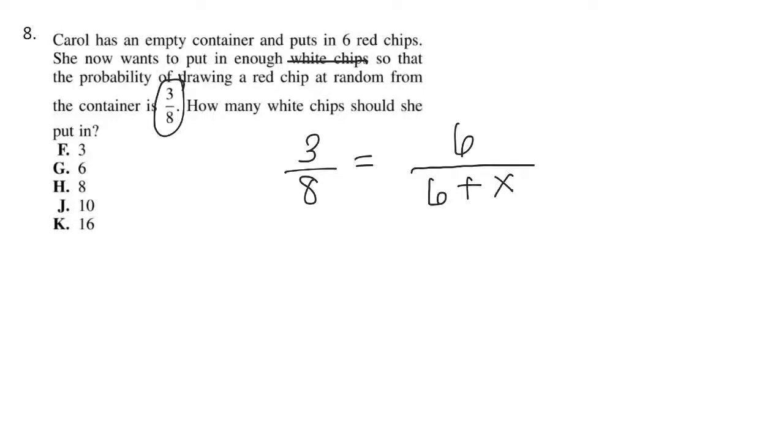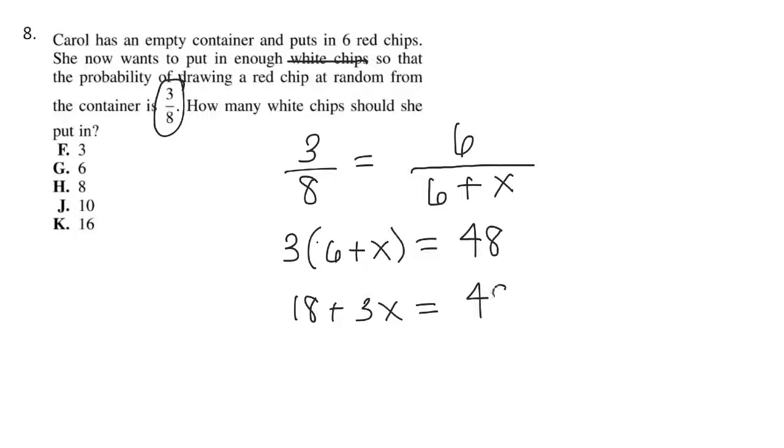So it looks like I have a nice little proportion here, so I can cross multiply and divide. So I have 3 times 6 plus x is equal to 8 times 6, so 48. And then, let's see, we can distribute. We have 18 plus 3x equals 48. And solving this equation, I'm going to subtract 18, so 3x equals 30. And so it looks like x would be 10. So the correct answer here is J.